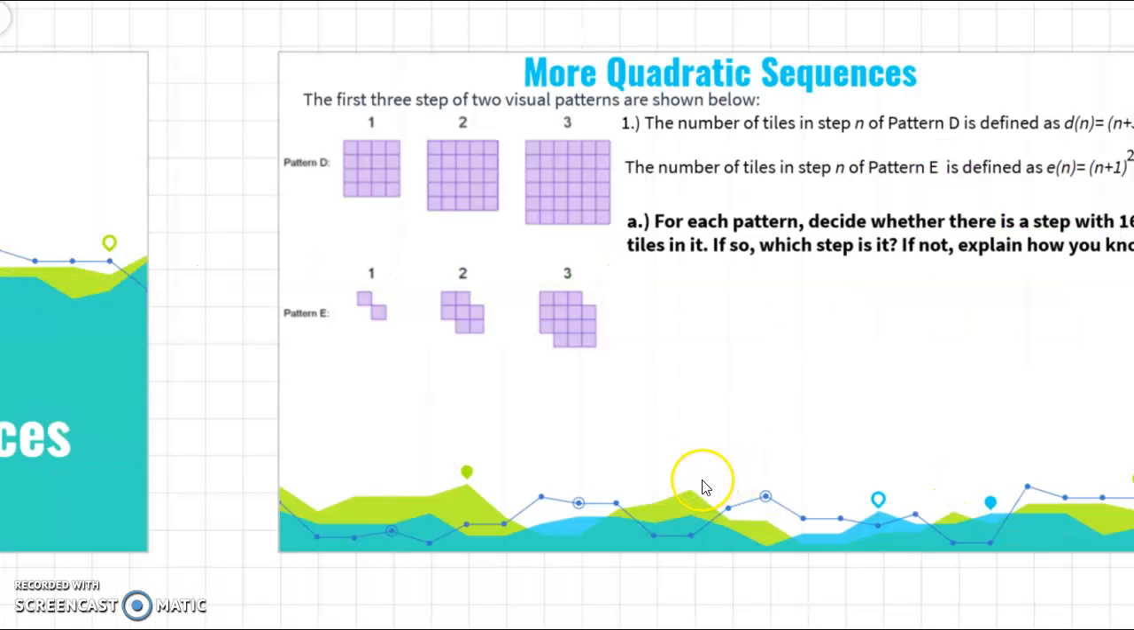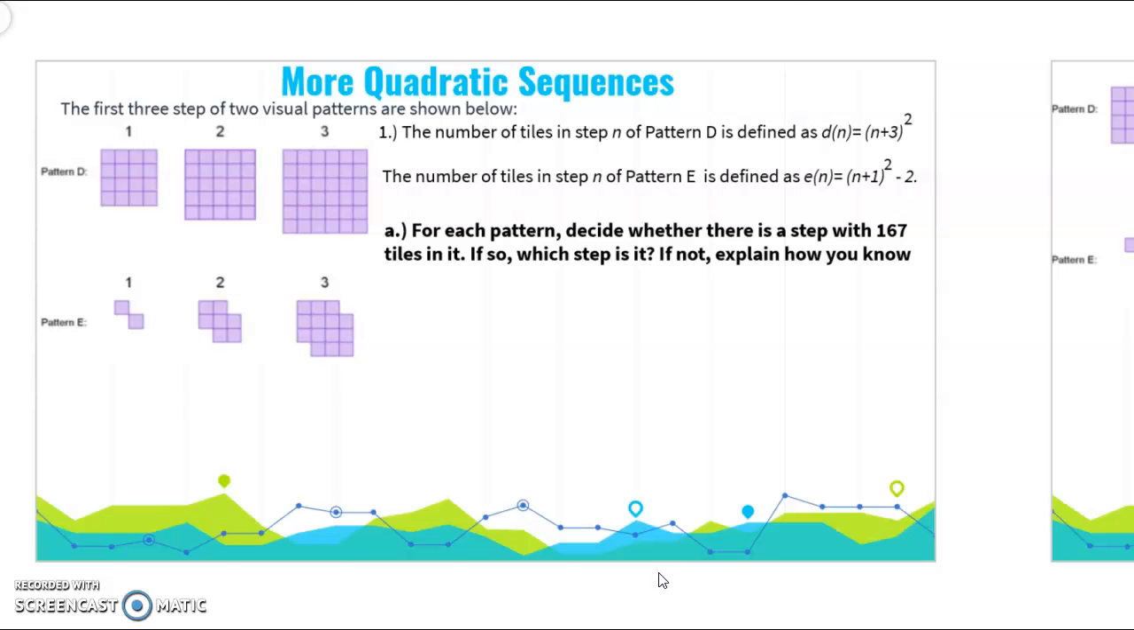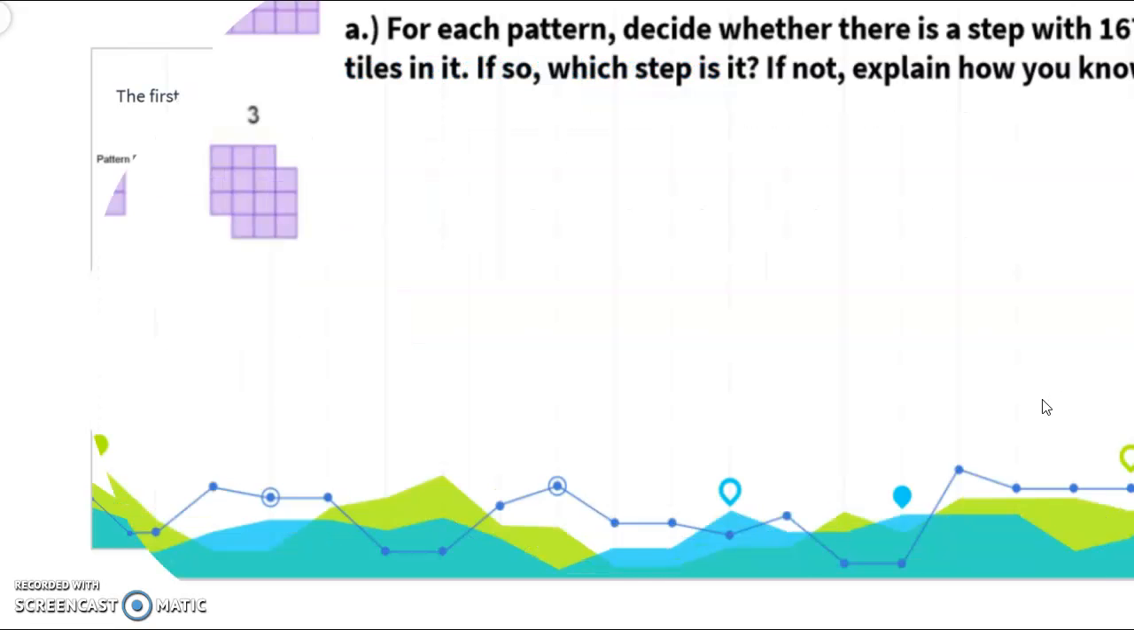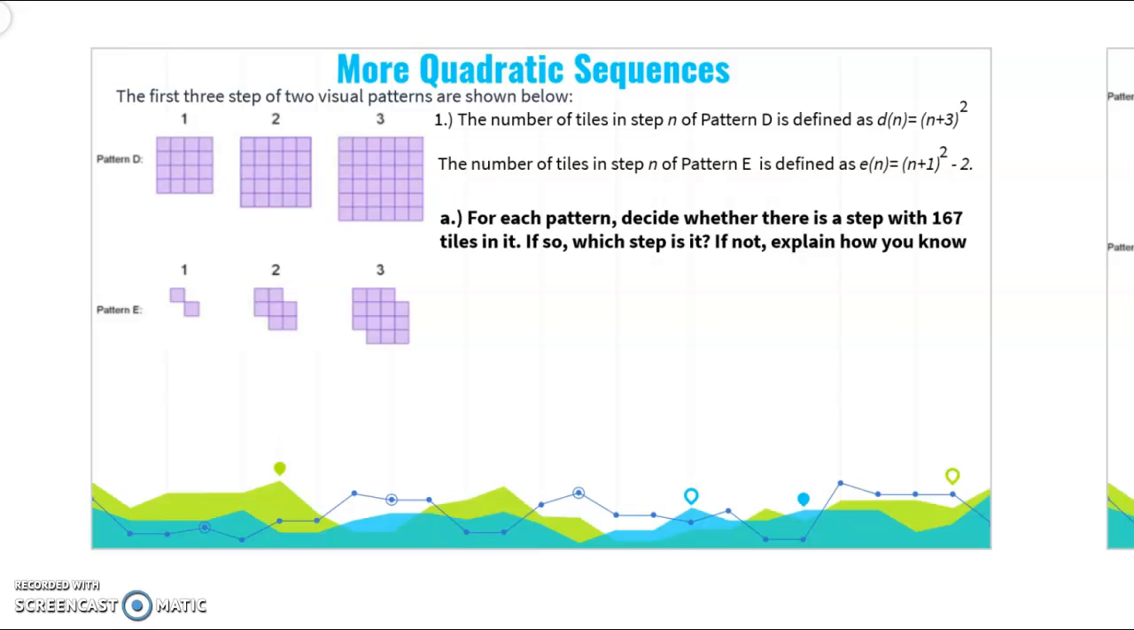So we have more on quadratic sequences. We're going to continue on with what we learned yesterday with the square roots and the plus and the minuses. It says the first three steps of two visual patterns are shown below. The number of tiles in step n of pattern D is defined as this equation, while step n of pattern E is defined as this equation.